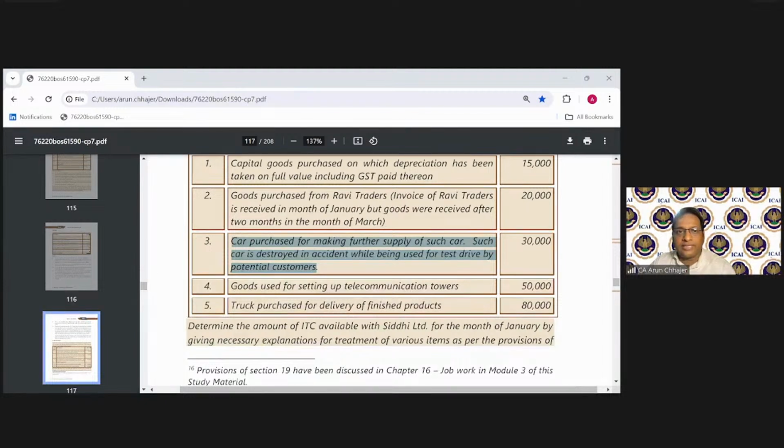Next part is goods used for setting up a telecommunication tower. I told you that they will ask directly about the telecommunication tower, or a pipeline laid outside the factory premises. Why is ITC not allowed? Fine, no problem. What reasoning will you give in the exam?